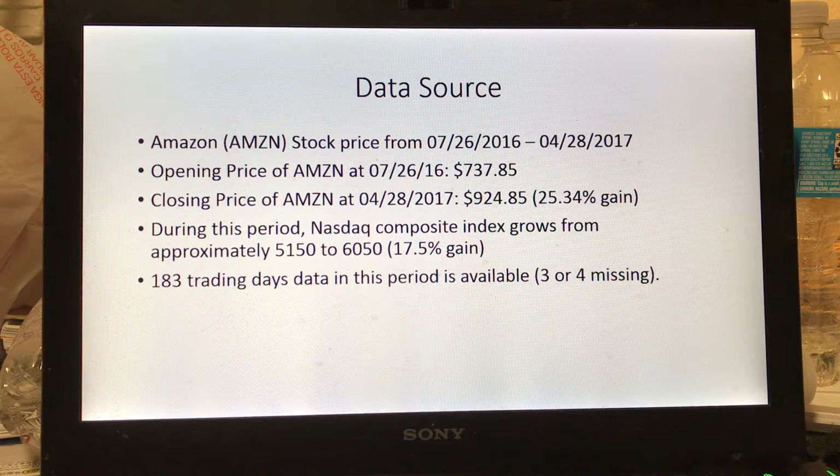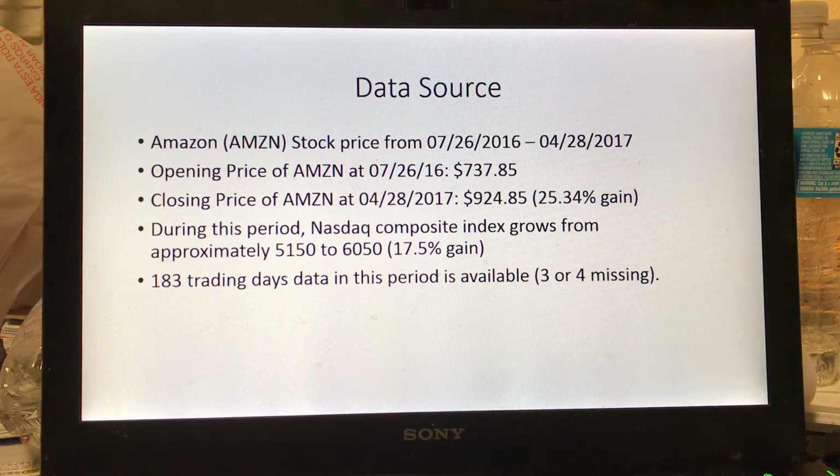So in this presentation, I used a set of data, which is the data of Amazon stock price from July 26th of 2016 to April 28th of 2017, which is a pretty common period in the Nasdaq market. It is not especially bullish and it is not very volatile. It is just a very typical segment of Nasdaq from the past 10 years.